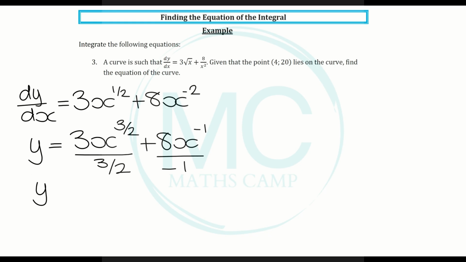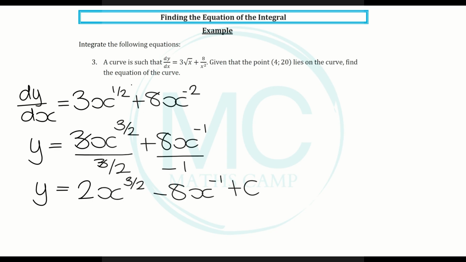We get y is equal to 3 divided by 3 over 2. The 3's will cancel, and we get 2x with an exponent of 3 over 2. 8 divided by negative 1 is negative 8, so this becomes minus 8x with an exponent of negative 1 plus c.